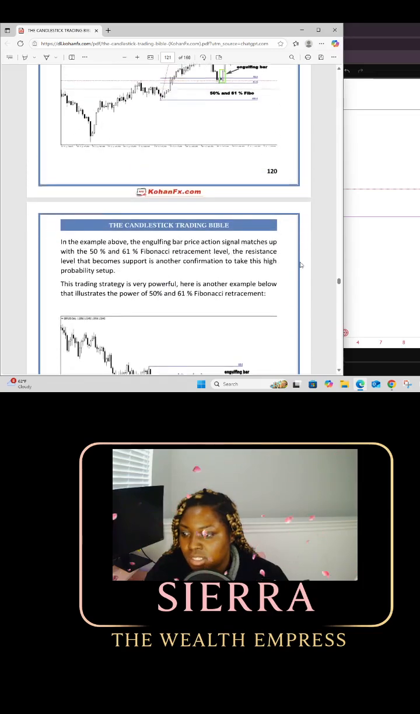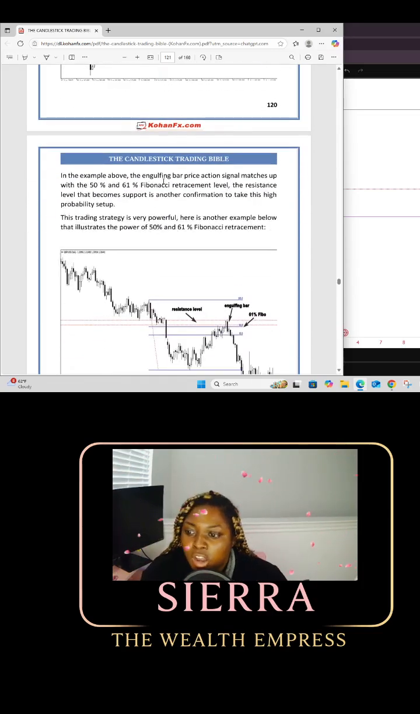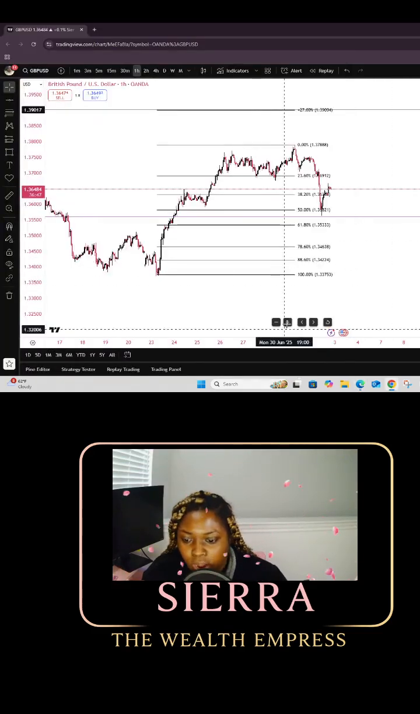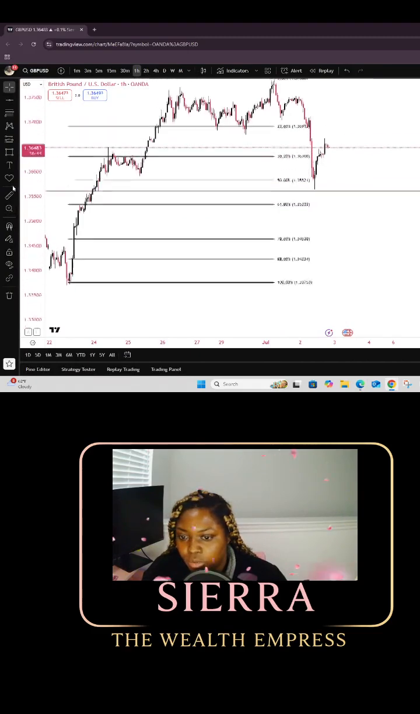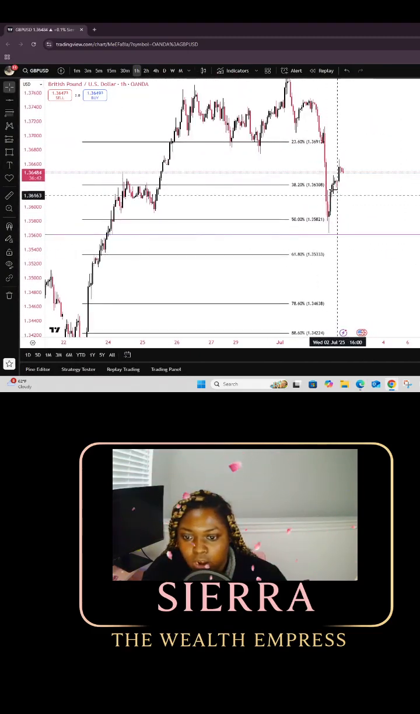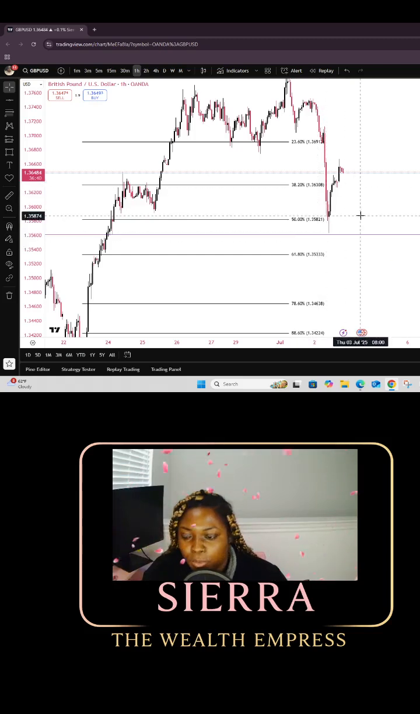All right, so it says in the example above, the engulfing bar pattern, the engulfing bar price action signal matches up with 50%. So here we don't have an engulfing pattern, but we do have, again, a morning star, right? So remember, we have the morning star, the evening star, the bullish, bearish engulfing, the hammer top and bottom.